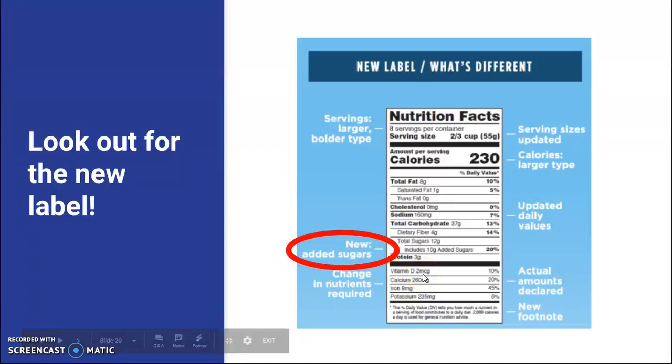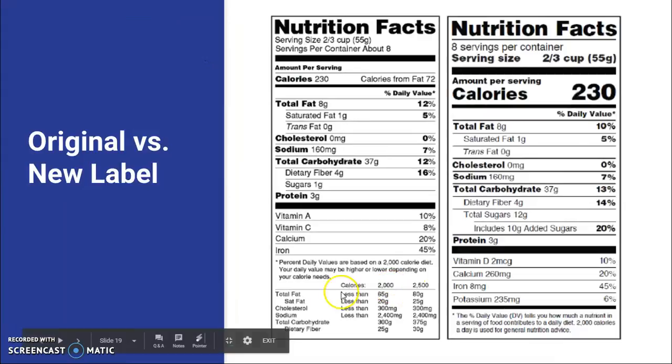So we now have vitamin D, calcium, iron, and potassium, as these are now recorded to be the micronutrients Americans are still deficient in. Calcium and iron didn't change, but we got rid of vitamin C and vitamin A and replaced it with vitamin D and potassium. And actual amounts, and then a new footnote. So you're not getting the old footnote versus the new one.